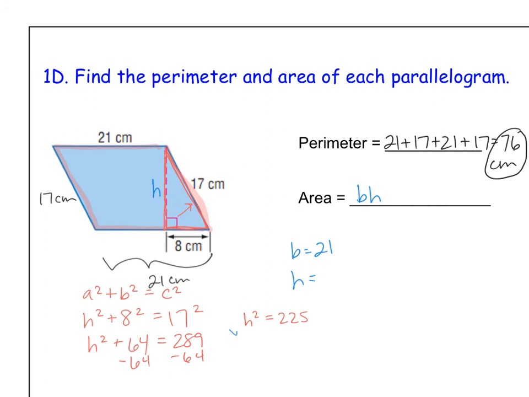And then you have to do square root. H equals 15. Okay, so now we have our two numbers that we need. So area is going to be 21 times 15. And 21 times 15 is 315, and it's going to be centimeters squared.